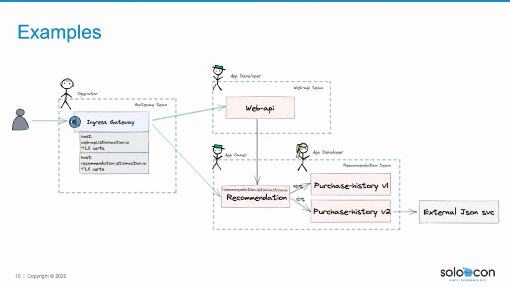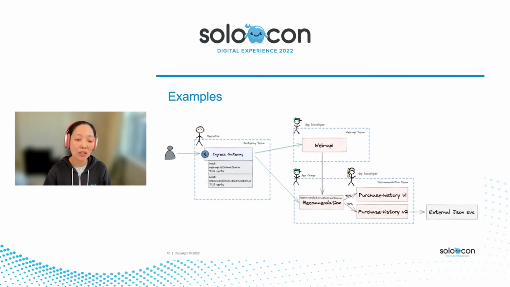The Web API is exposed on the ingress gateway as web-api.istioinaction.io. The recommendation team has multiple services. The only service that is exposed outside of the team is the recommendation service. The recommendation service is exposed on the ingress gateway. In addition, it's also consumed by the Web API service.